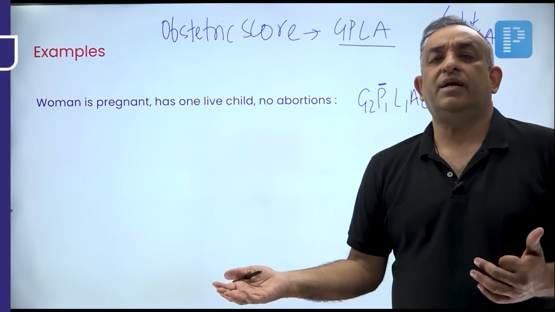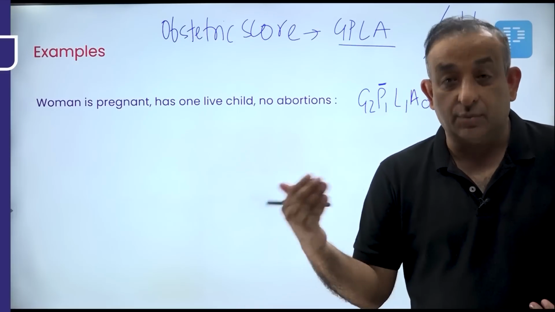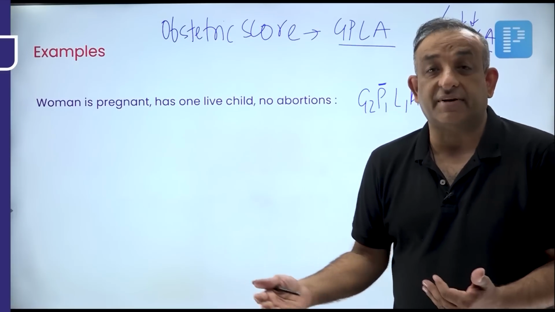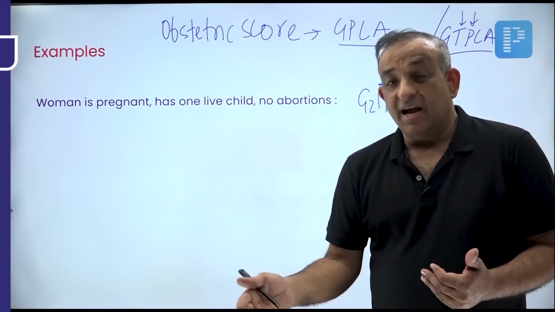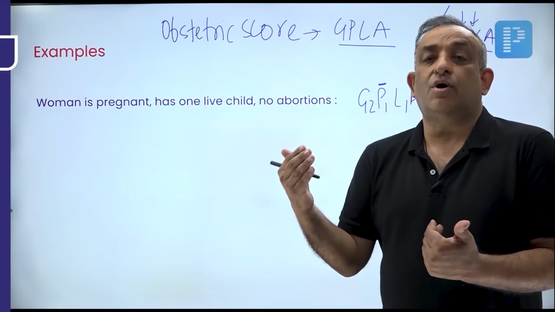She's got one live baby. So she's a second gravida. She's got one live child. That means she had delivered that one live child after 28 weeks. That's why the baby is living. So she's got one live child and now she's pregnant again. So obviously it's a second pregnancy and she's got one live child.